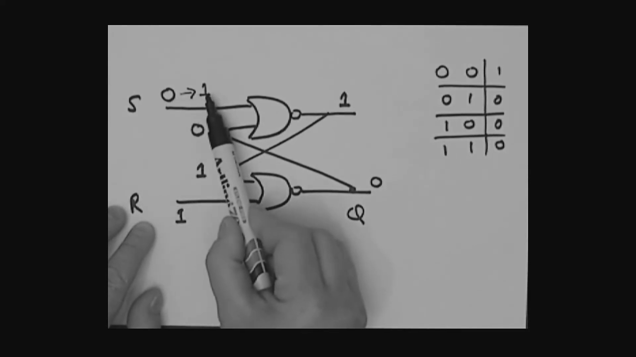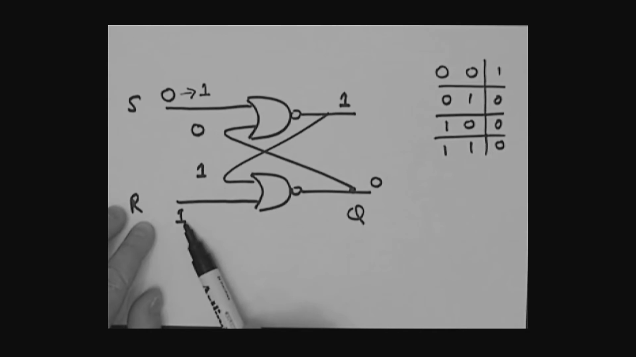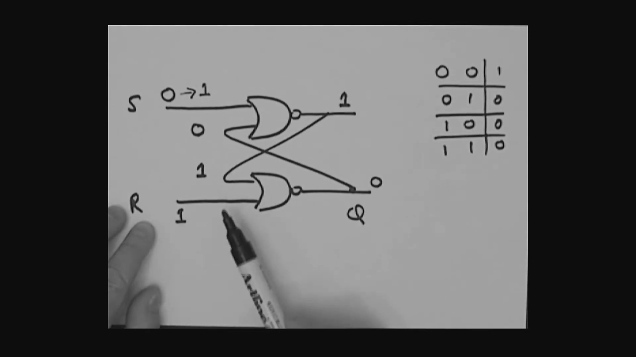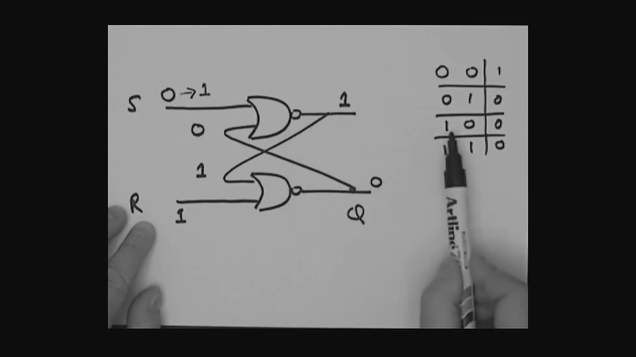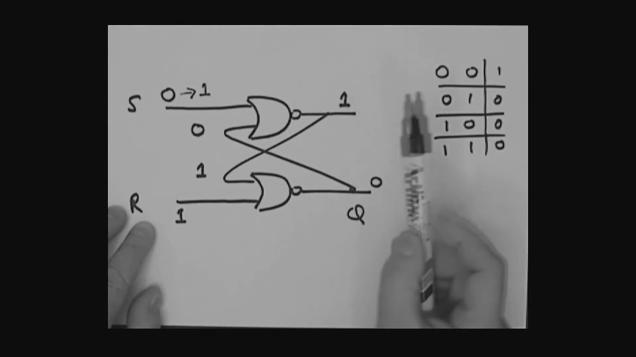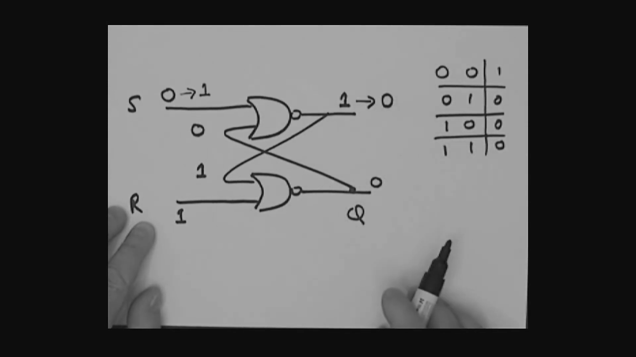So here is that S, which has gone to a 1. R is a 1 as well. Let's look at this. A 1 and a 0 going into this NOR gate over here. A 1 and a 0 causes that output to do what? Causes the output really to go to a 0, doesn't it? So the output has gone to a 0.